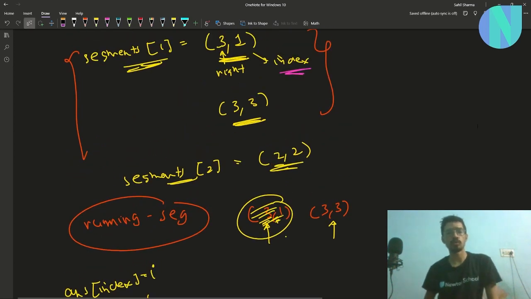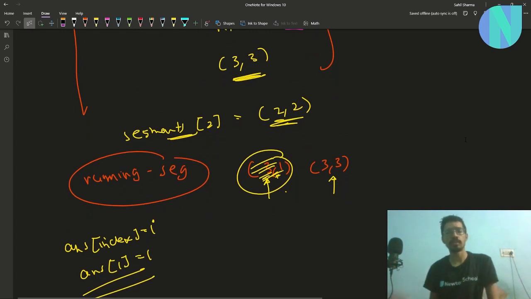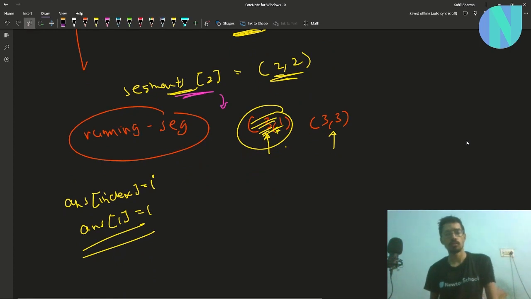Now I have to place 2. So how many segments contain 2? The current segment already contains 2. So now I will also insert segments of 2 into my running segments. So first it only had 3, 3. Now I have to place 2, so I will also insert my segments of 2 into my running segments. So now I will also insert 2, 2.